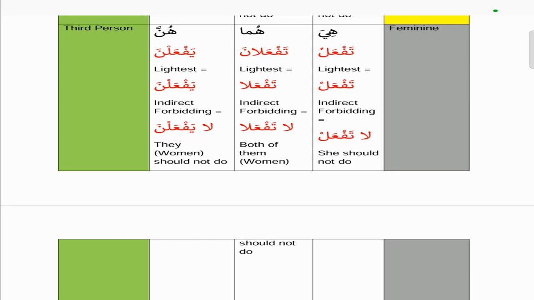And then huma is taf'alani, the ending combination alif and noon. To make it lightest, remove the noon, so it becomes taf'ala. Add the lam at the start, so it becomes la taf'ala, which means both of them, women, should not do. And then hunna, if you remember the rules for hunna and antunna, whether it's light or lightest version, it doesn't change. So the normal version is yaf'alna, the lightest version is still yaf'alna, then you just put the lam in front, becomes la yaf'alna, which means they, meaning all of those women, should not do.